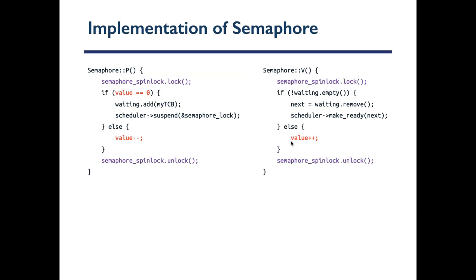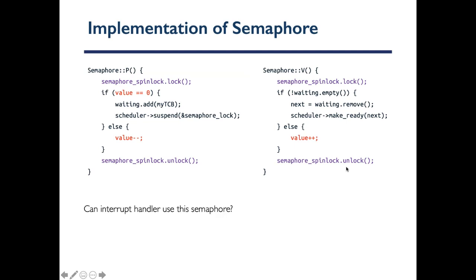Here is a semaphore V. What does it do? Semaphore V will check the waiting queue. If anybody is waiting, then it picks one and it schedules them or makes them ready. Otherwise, it just increments the value and releases the lock.